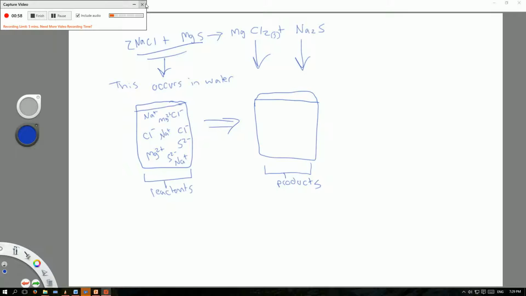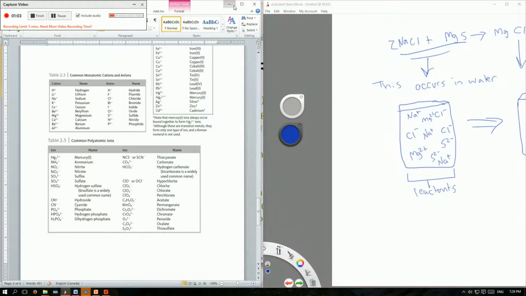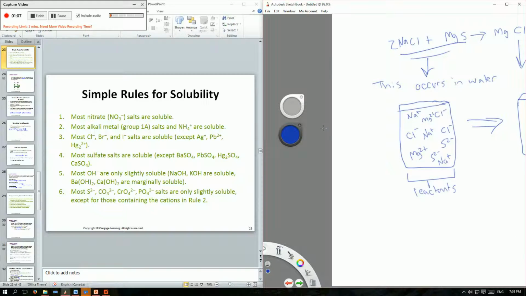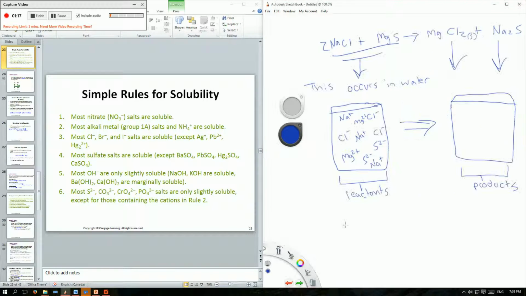But now, let's get back to it. So basically, if you're doing any reaction, you would look at these solubility rules. So let me, oh, there we go, that works. How did I do that? So this is good enough.